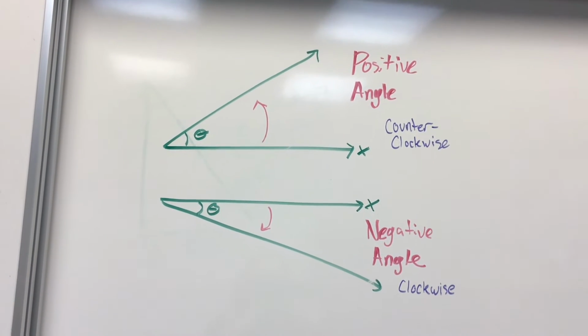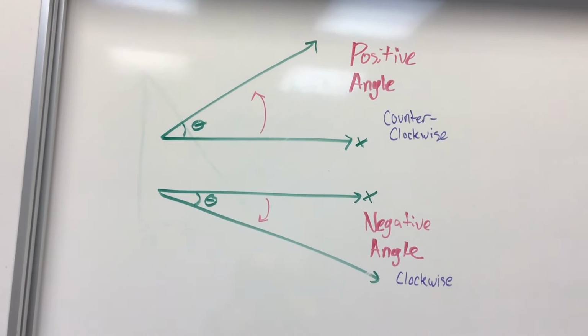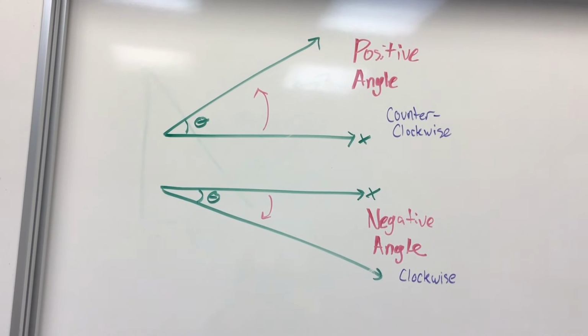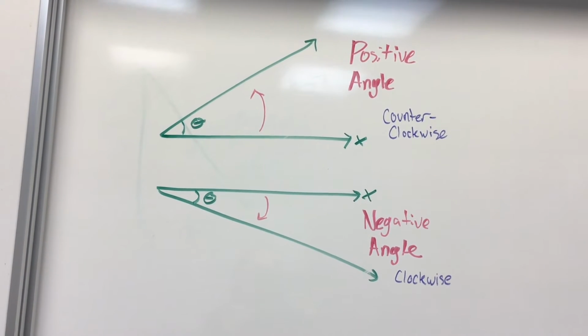This is another example of positive and negative angles. Positive angles go counterclockwise from the x-axis, and negative angles go clockwise from the x-axis.